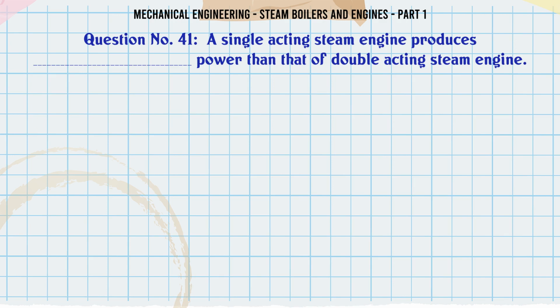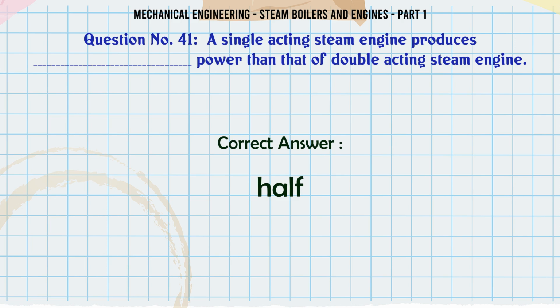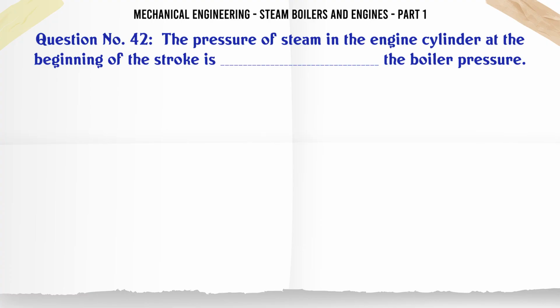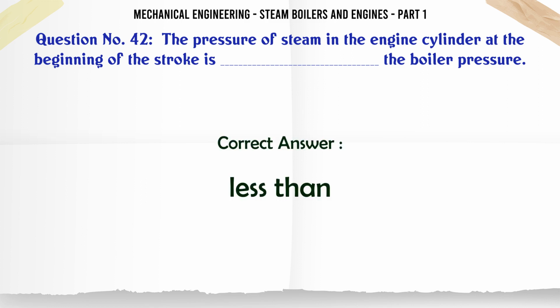A single-acting steam engine produces ___ power than that of a double-acting steam engine: A. Equal, B. Half, C. Double, D. 4 times. The correct answer is half. The pressure of steam in the engine cylinder at the beginning of the stroke is ___ the boiler pressure: A. Equal to, B. Less than, C. Higher than. The correct answer is less than.